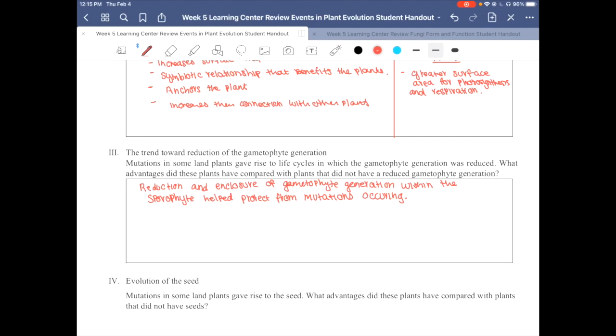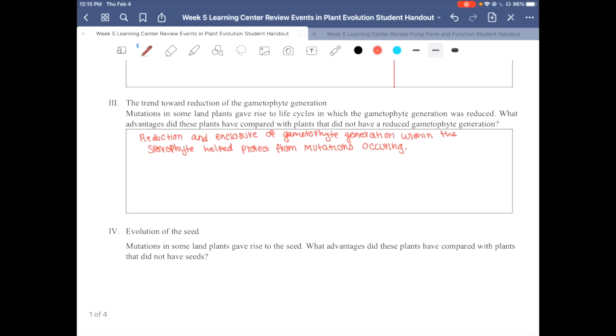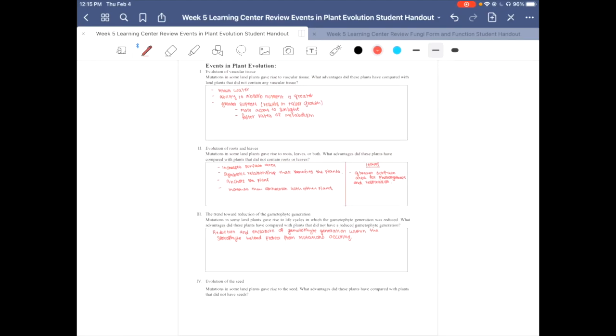Okay, yeah, so to recap that again, the reduction of the gametophyte generation and enclosing it helped prevent mutations from accumulating in the DNA. Okay, so the next thing is mutations in some land plants gave rise to the seed. What advantages did these plants have compared with plants that did not have seeds? So, do you guys want to throw out some ideas for how the evolution of seed was helpful to the plants?